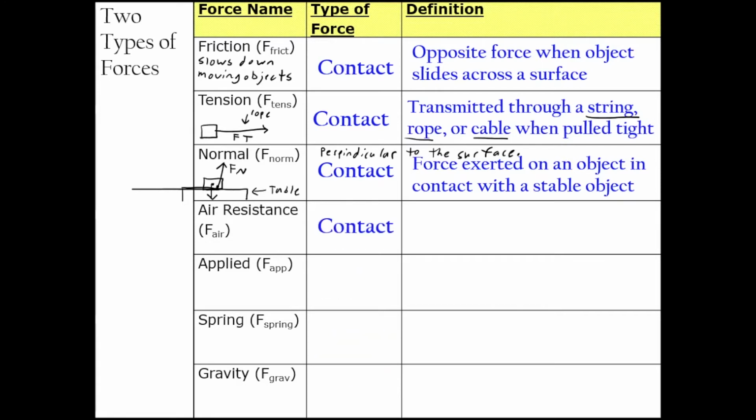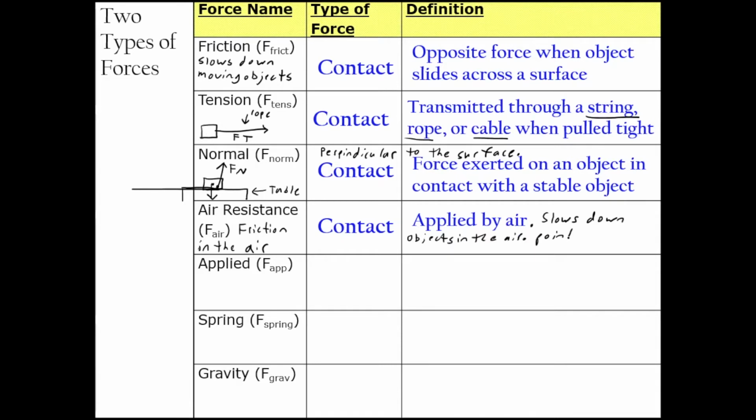Next, we're going to talk about air resistance. And again, air resistance is a contact force, meaning that air has to be touching our object in order for it to exist. Air resistance is just a fancy way of saying friction in the air. Air resistance is just applied by the air, and air resistance is going to point again in the opposite direction of motion. So it's going to slow down moving objects in the air.